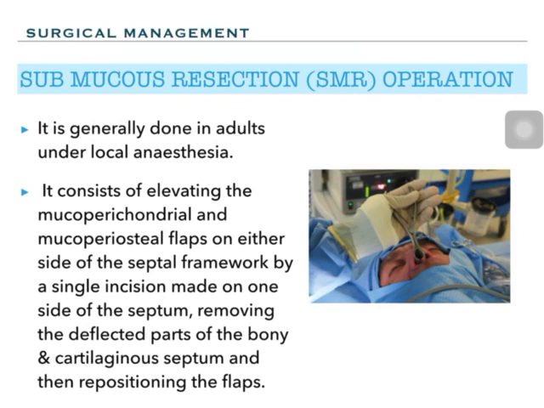Submucous resection operation. It is generally done in adults under local anesthesia. It consists of elevating the mucoperichondrial and mucoperiosteal flaps on either side of the septal framework by a single incision made on one side of the septum, removing the deflected parts of the bony and cartilaginous septum and then repositioning the flaps.